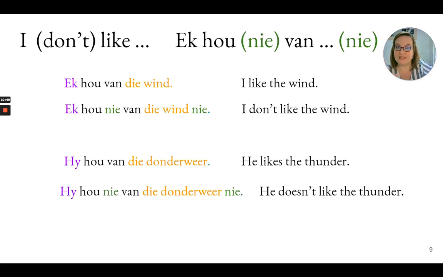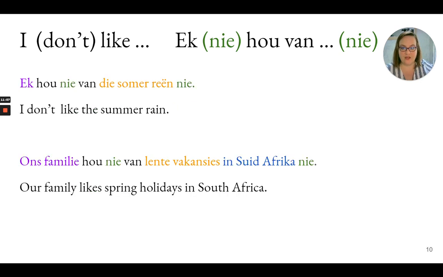Okay, this is a common mistake with a double negative, that you are taught the verb, after the verb is the nie, and it's correct. It's just this verb is two words, and you're going to pop it in between there. Ek hou nie van whatever, nie. Ek hou nie van die somerreën nie. I don't like the summer rain. Ons familie hou nie van die lentevakansie in South Africa nie. Our family doesn't like the spring holidays in South Africa.